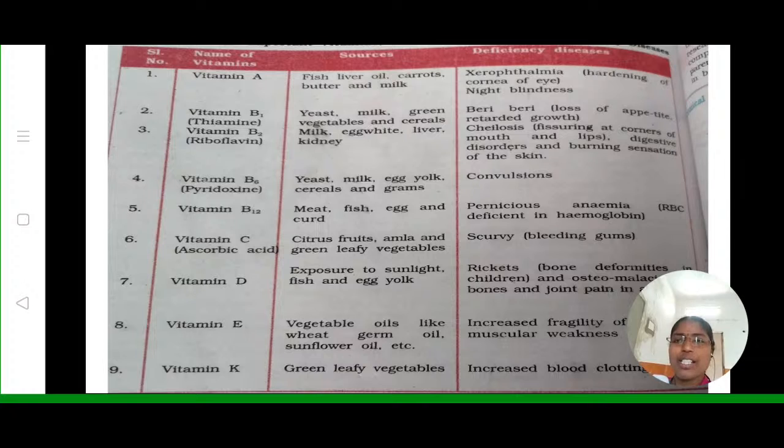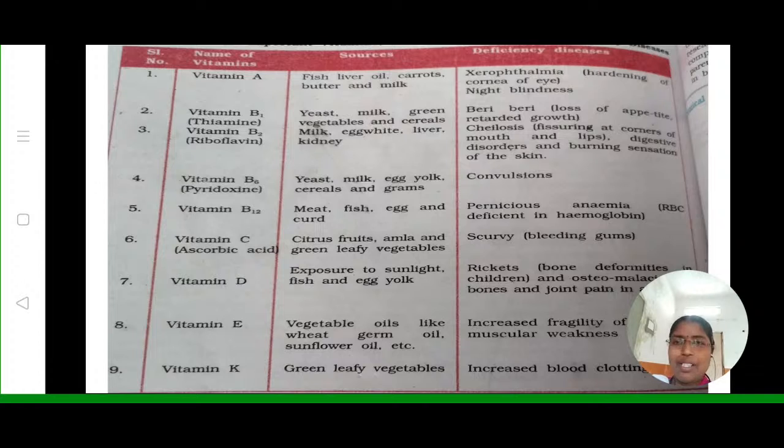The deficiency is convulsions. Convulsions means fits. So convulsions is the deficiency of vitamin B6. Okay, that is all about B6. Next, vitamin B12. The scientific name of vitamin B12 is cyanocobalamin. Sources of vitamin B12 are meat, fish, egg and curd.